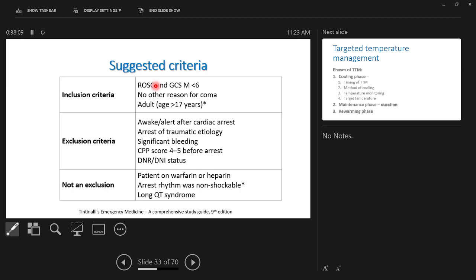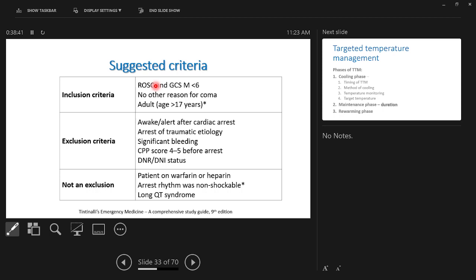According to the CPC score, CPC 1 signifies the patient has good cerebral performance. CPC 2 signifies moderate cerebral performance. In the case of CPC 3, it is severe cerebral disability, in CPC 4 the patient will be in a comatose state, and in CPC 5 the patient has brain death. So if a patient has a CPC score of 4 or 5 before the arrest, we shouldn't try for TTM. Then if any patient has a DNI or DNR status, we shouldn't try for TTM. These are the exclusion criteria of TTM.